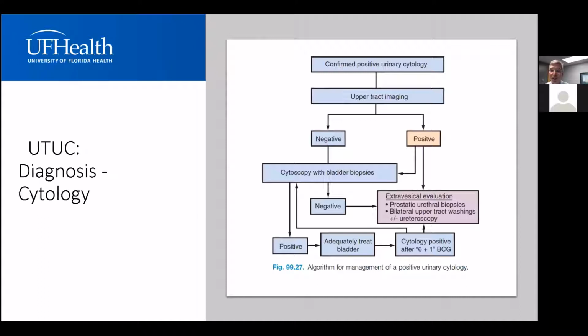So if you have a positive cytology and the upper tract imaging is negative, then cystoscopy with bladder biopsy. So if it's not in the upper tracts, it's in the bladder. If it's positive, it's probably a cancer, CIS, and that goes to obtaining BCG. This is the lower right. If it's negative, then you're looking at extravesical evaluations, prostatic urethral biopsies, or the upper tract. So it's either upper tract or lower tract.